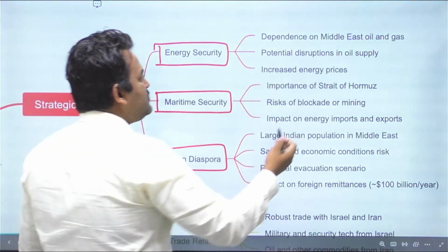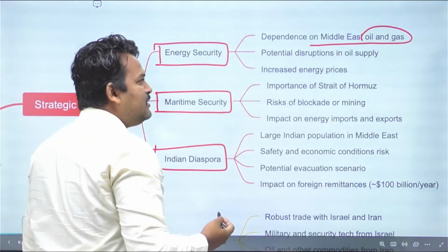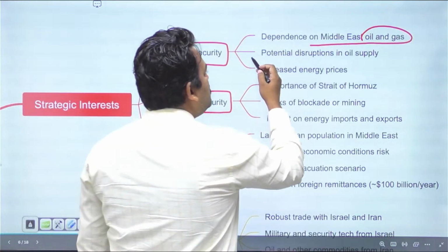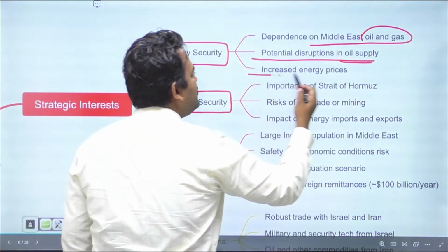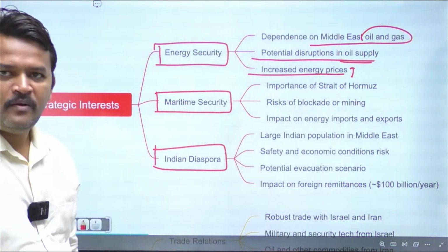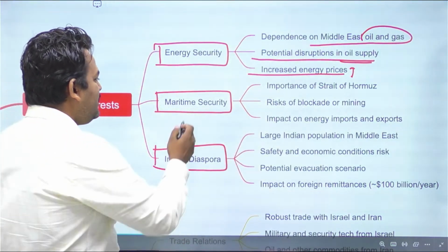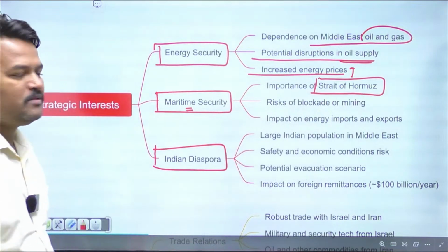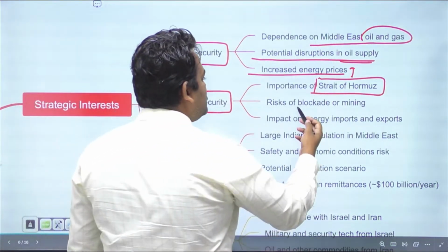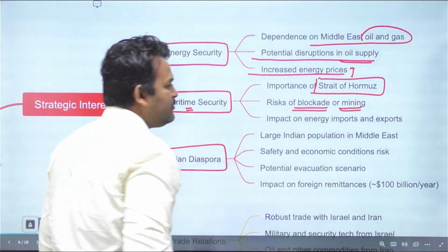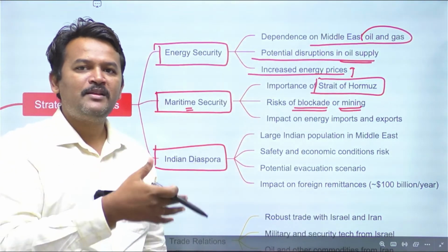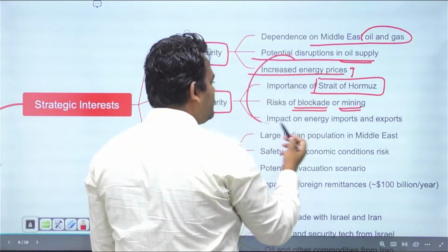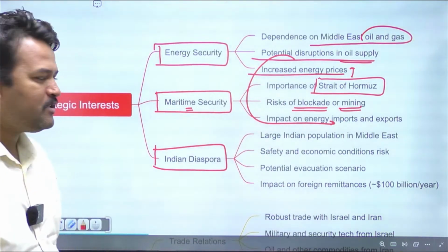Energy security, because we depend on the Middle East for oil and gas. A warlike situation or disruptions in the Middle East will ultimately affect our oil supply, and it will shoot up our energy prices. That is an area of concern for India. Second thing, it will also impact maritime security because Iran lies on the Strait of Hormuz. In a warlike situation, there is always a blockade or mining of the seas in the Strait of Hormuz that will impact the shipping lines and transportation through seas. It ultimately leads to higher costs for energy imports and exports as well.